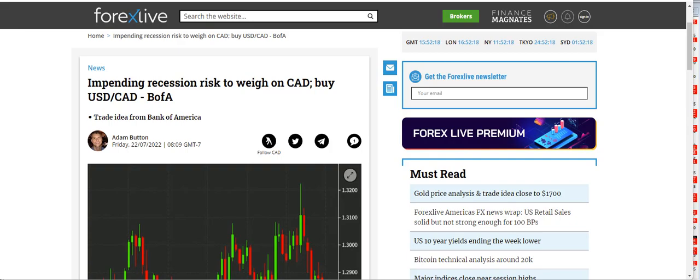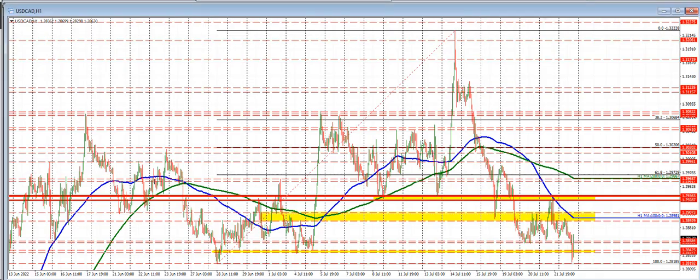And this is from Bank of America's analysts. It's their trade idea, and it talks about fundamental reasons why the dollar versus Canada is a good buy at these levels. So I thought I'd take a look at that from a technical perspective to see if they dovetail, if the idea is a good idea from a technical perspective or a bad idea. So I'm going to have a bias to the upside. Let's take a look at the hourly chart and see what that says.